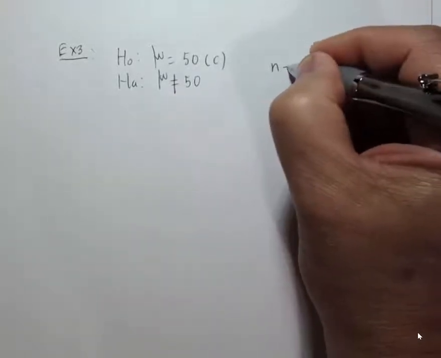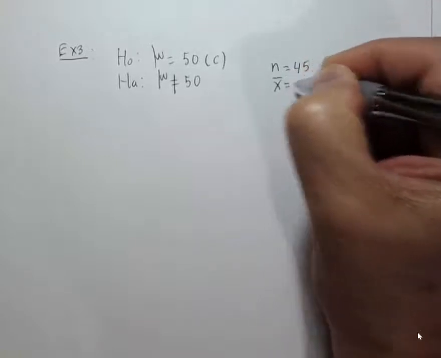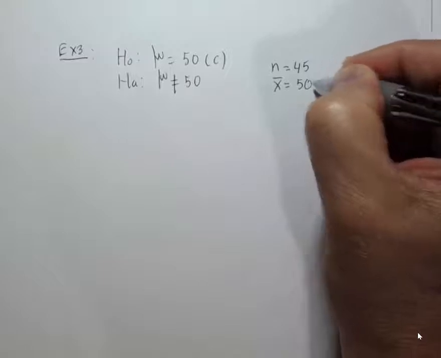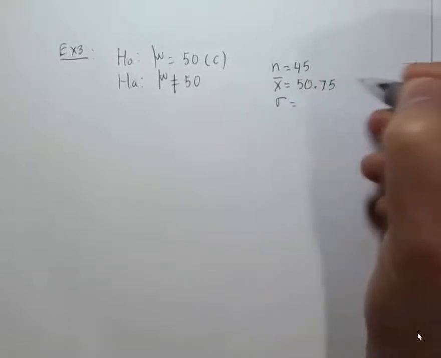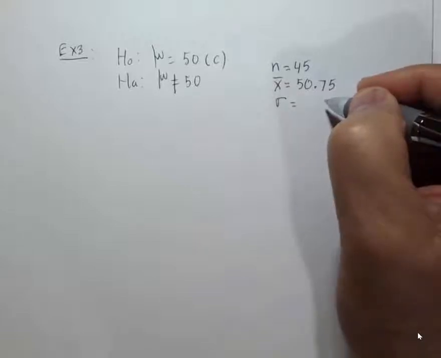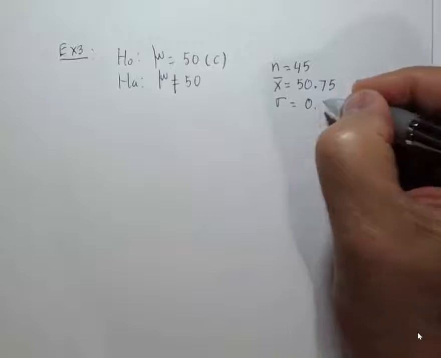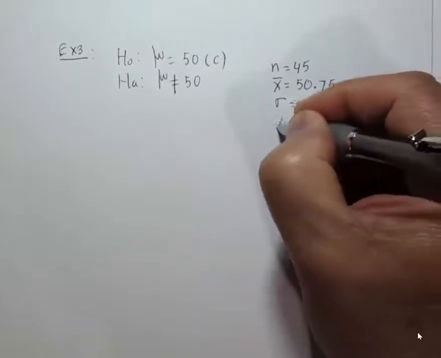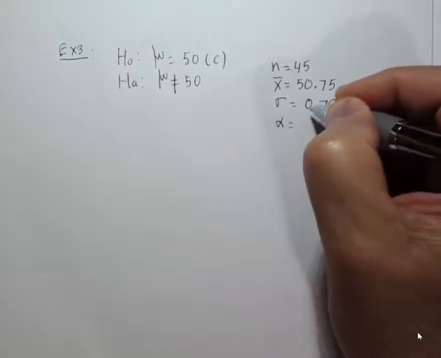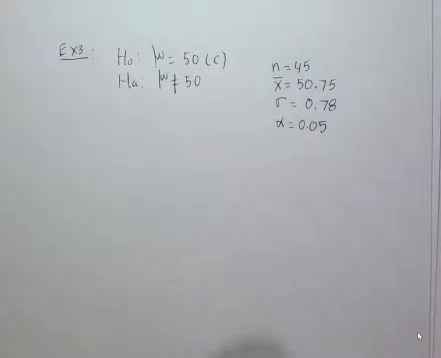So let's say n is 45. Let's say x bar is 50.75. Let's say sigma, we're still assuming the population standard deviation is known, so it's a z-test. Let's say sigma is 0.78, and let's say alpha is 5%. I'll leave it as 5%. Okay, so how do you proceed?